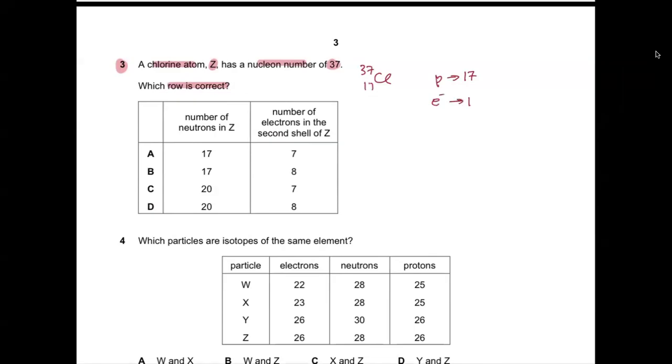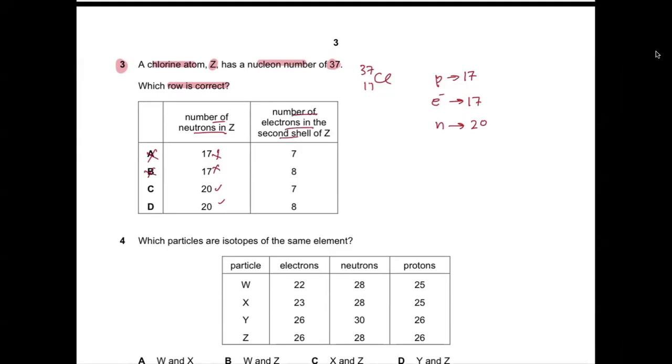Electrons are going to be 17 and neutrons are going to be 37 minus 17, which is going to be 20. Okay, the number of neutrons in Z. So the number of neutrons is 20, not 17. So A and B are wrong.